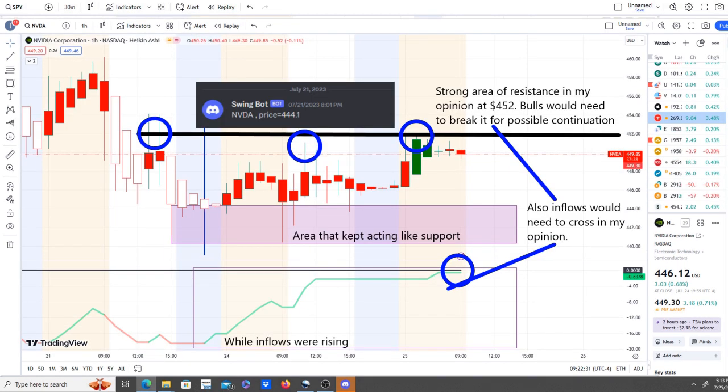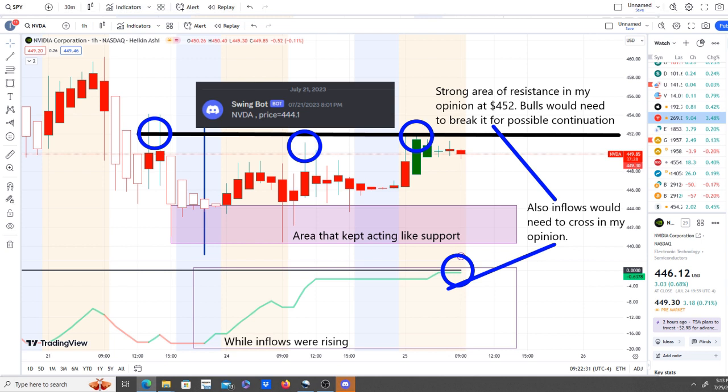And now you're seeing this other chart, which I shared today in the pre-market. And I stated, right, you could see the same line there. And I put the swing bot notification there at around the 444 area. It was already opening up from yesterday to today at 449. And I talked about in that purple area, the area that kept on acting like support. And there was a strong resistance in the pre-market and previous days at the 452 area. And the bulls would need to break through that for possible continuation.